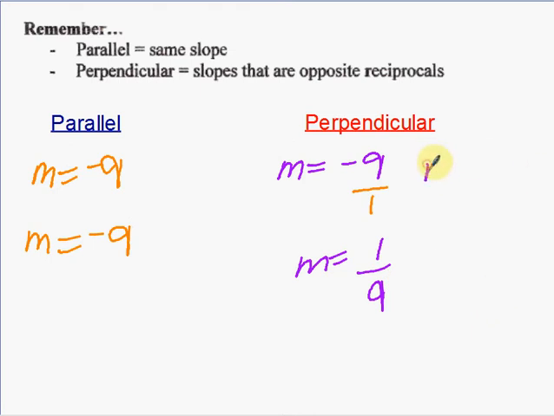Let's look at another example here. Let's say we had the slope 3/7. Well, the opposite reciprocal here would be negative. We have to change it to the opposite sign, 7/3. So keep in mind that when our lines are perpendicular, the slope is the opposite reciprocal, and when they are parallel, they are the same slope.